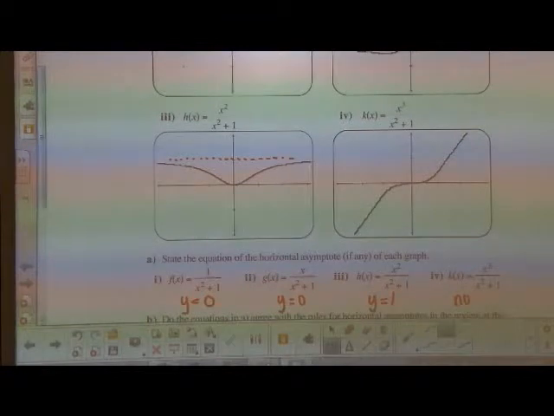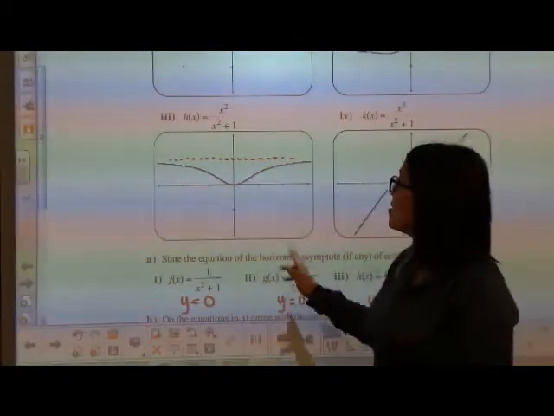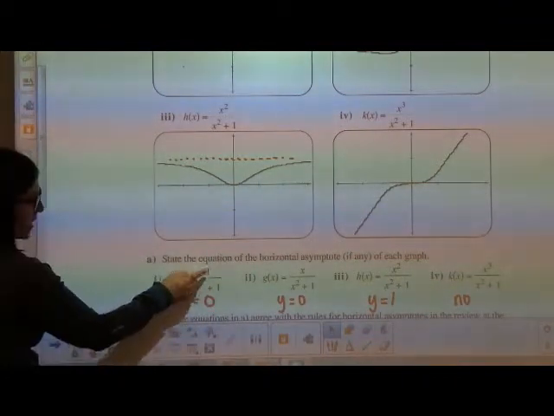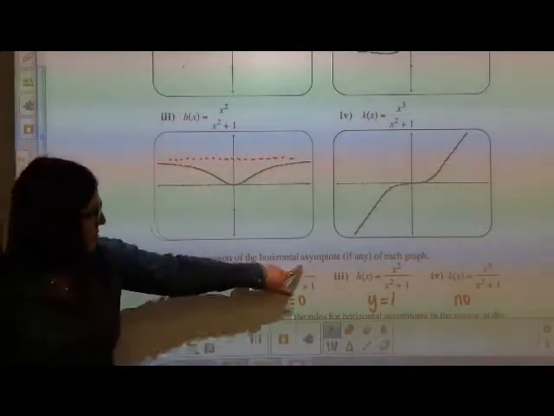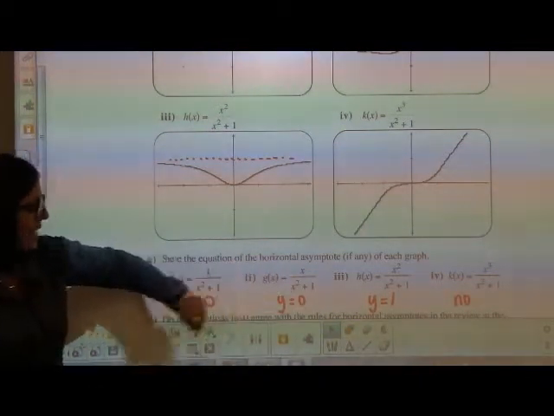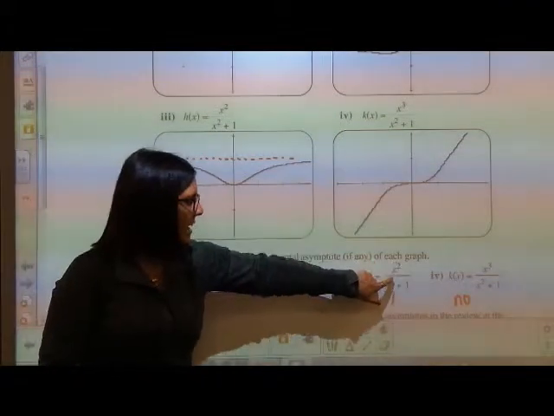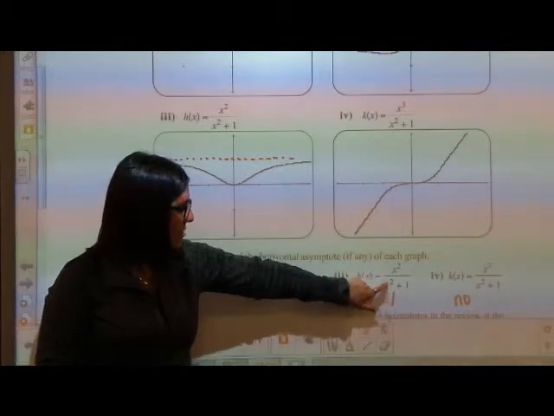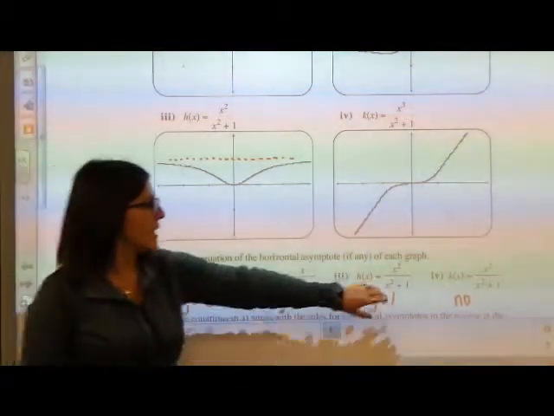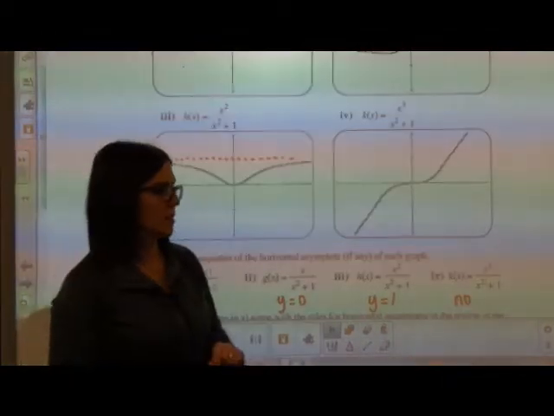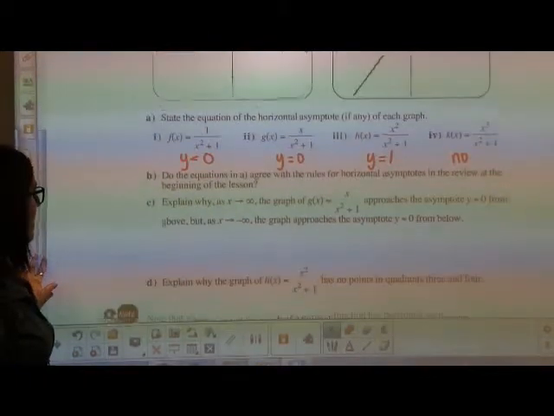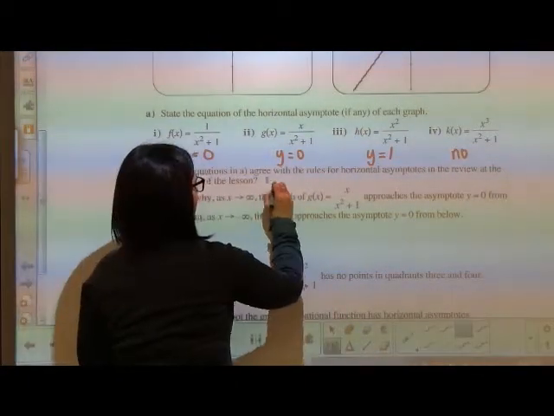So question B says, do the equations in part A agree with the rules? So the rules being the degree. So if I look at the degree here, the degree of the top is less than the bottom, x-axis, yes. The degree of the top is less than the bottom, x-axis, y equals 0. The degrees are the same, so it's leading coefficient, 1 divided by 1, which is 1. And in this last one, the degree of the top is greater than the bottom, no horizontal asymptote. So do they agree? Yes, they do.